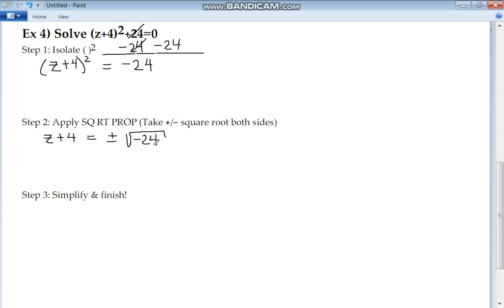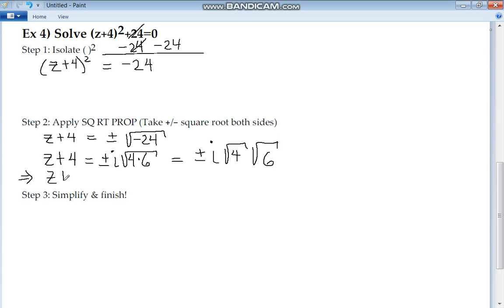Okay, we're not quite finished. Well, let's rewrite that as z plus 4 equals plus or minus, let's see, pull out the i, and it leaves the square root of 24. But there's a perfect square factor in 24, right? It is 4 times 6, and 4 is the perfect square. So that would be the same as plus or minus i times the square root of 4 times the square root of 6. Anyway, it brings us over here to z plus 4 equals plus or minus i times the square root of 4 is 2 times the square root of 6.